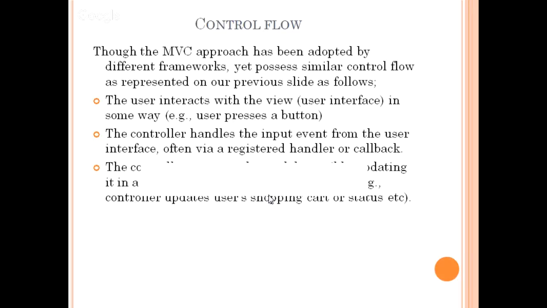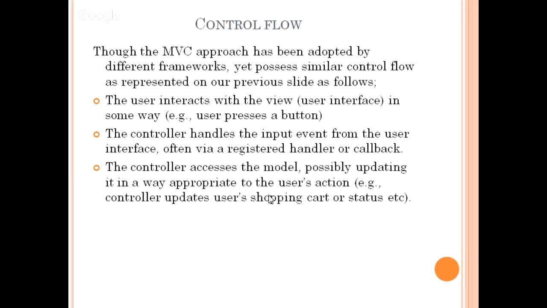The controller accesses the model, possibly updating it in the appropriate way to suit what the user has requested. For example, the controller updates the user's shopping cart. You can change your status from being a premium user to another user. So the controller takes that action, manipulates it, and gets the data from the model. That means you're changing from one status to another. So it gets that data action from the database and displays it and brings it back to the user. So that's what the controller does for us.